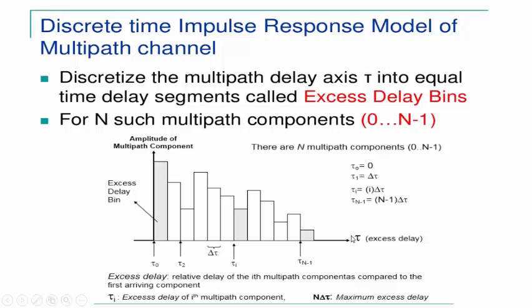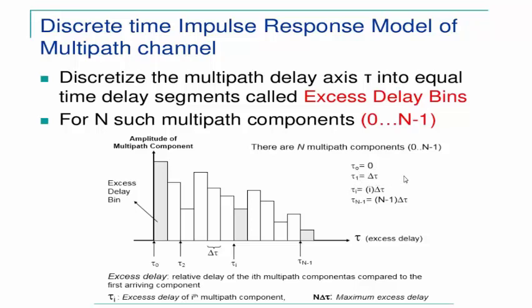Then about the discrete time impulse response model of the multipath channel. So here we discretize the multipath delay axis tau into equal time delay segments called excess delay bins. So in this figure we can see on the y-axis variations in the amplitude, and on the x-axis tau, which is nothing but the excess delay value. So here tau 0, tau 1, 2, 3.